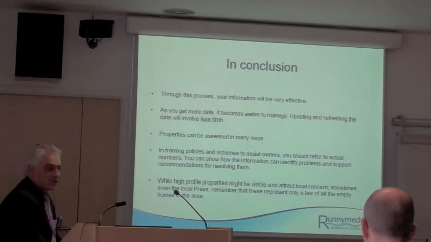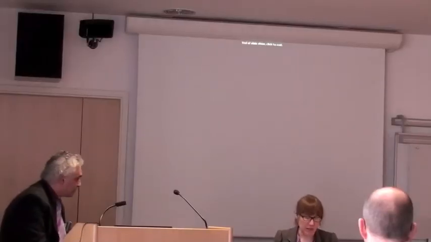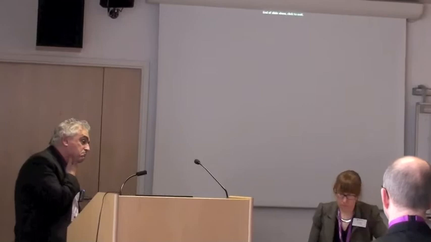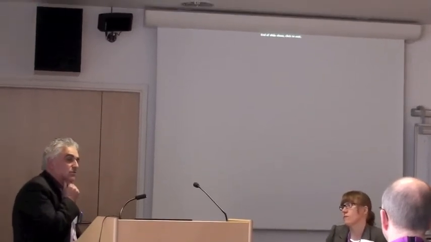Okay, thanks very much. I've got one to start off with. You talk about using your database to prioritise empty homes. So how many do you have in your priority list at any one time that you're actively working on? We're actively working on about 30 to 40.